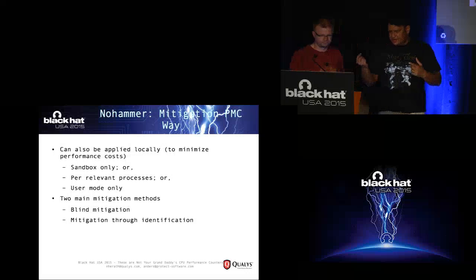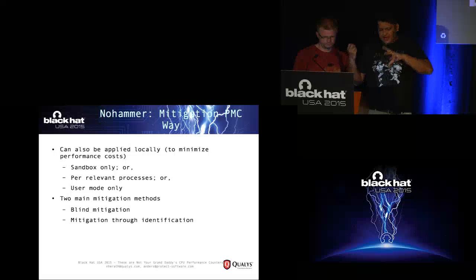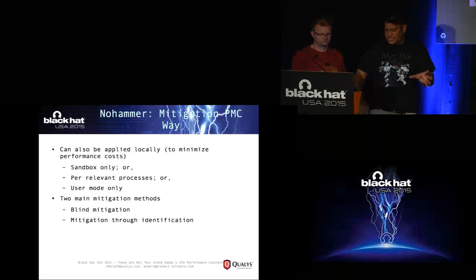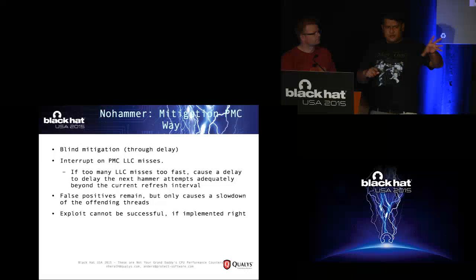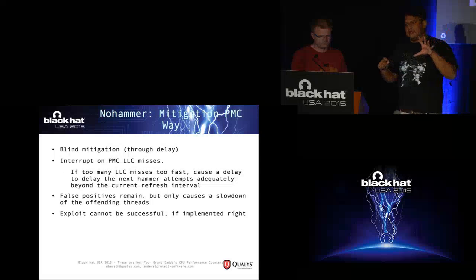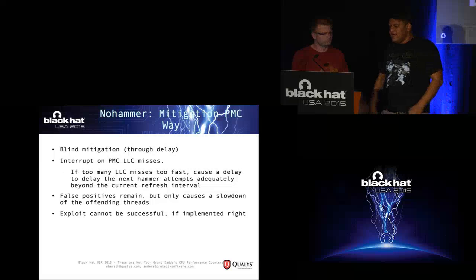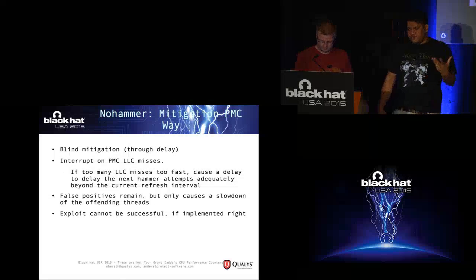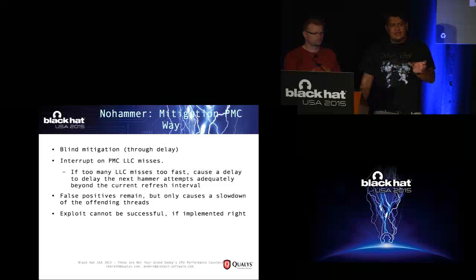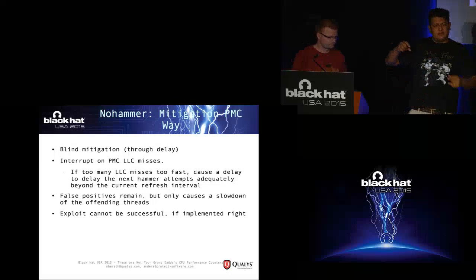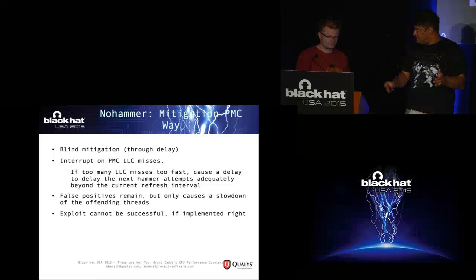In terms of mitigation, we have two methods. One is blind mitigation and one is mitigation through identification. Blind mitigation is one of those areas where there's no problem with detecting wrongly in terms of false positives, because when we have what looks like a RowHammering attempt, we introduce a delay to that offending thread such that any other attempt to keep on doing it will go out of the refresh interval. The hammering won't happen within the same refresh interval, because we'll be progressively introducing delays.